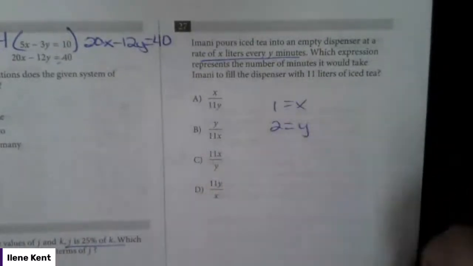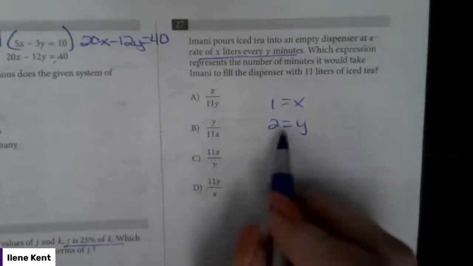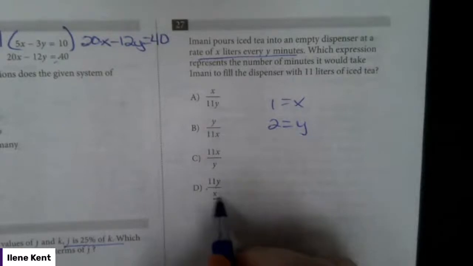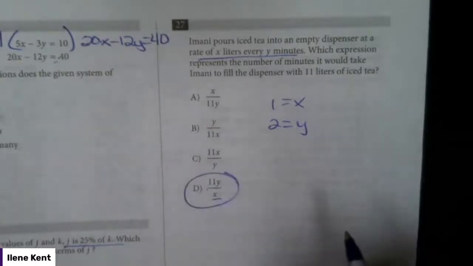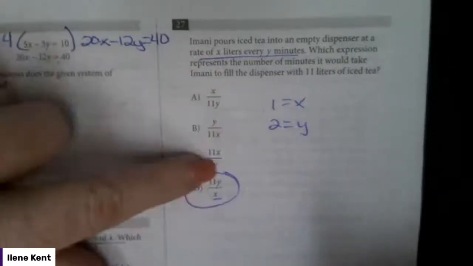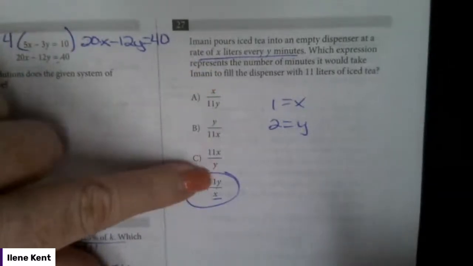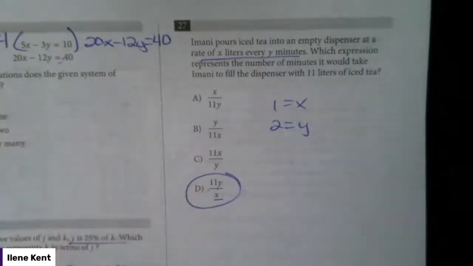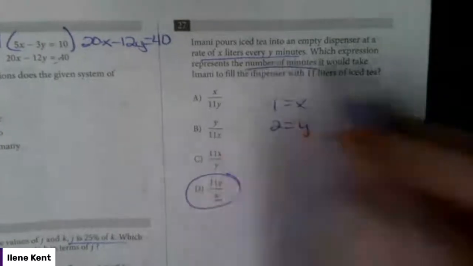Which one of these would work? Well, if it's 11 liters, for 2 minutes divided by each liter, this one would be the only one that would work for us. It wouldn't make sense for us to divide by Y when that's the minutes. You'd want to divide by the liters if we are trying to figure out the number of minutes.